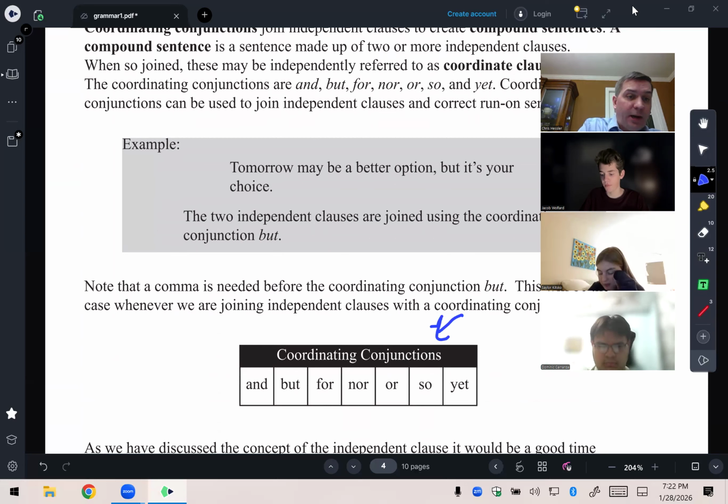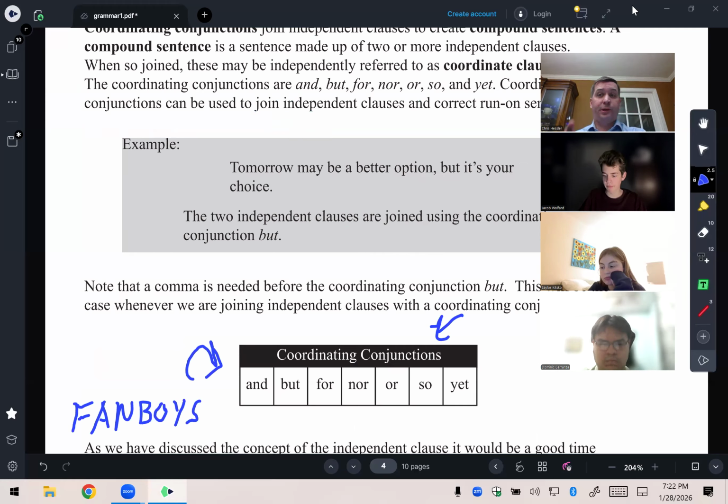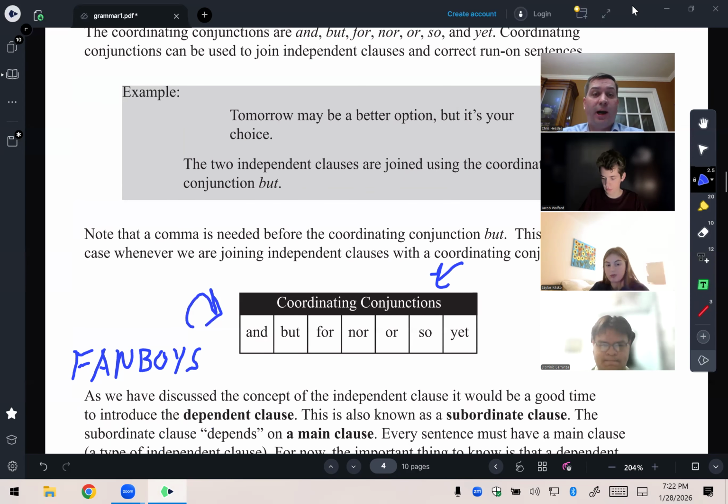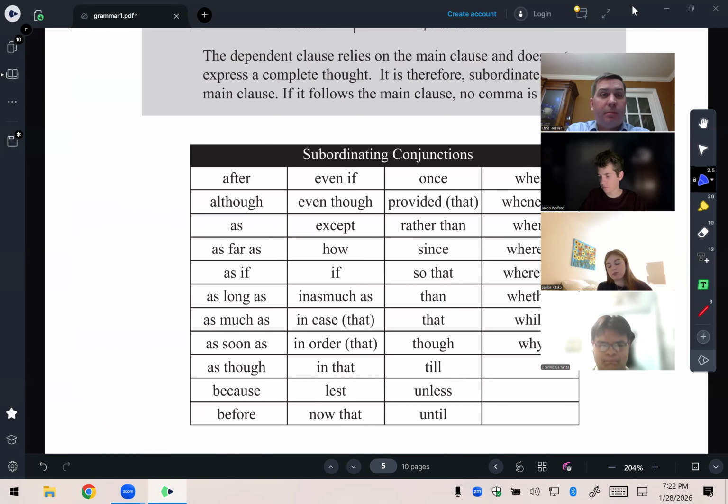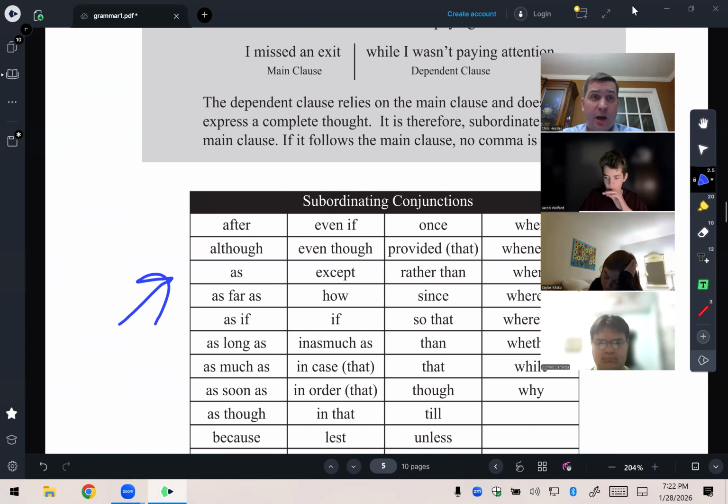And you may have memorized these or learned these in English class with this acronym FANBOYS. Just a handy way to remember these. I would memorize these ones because there are only 7 of them. That way you don't have to memorize, I don't know, 30 something subordinating conjunctions. You'll just know that if it's not one of these 7, it's subordinating.